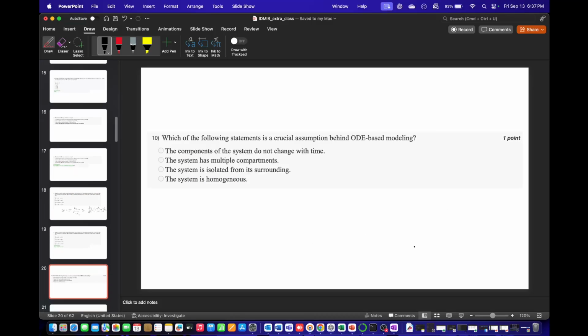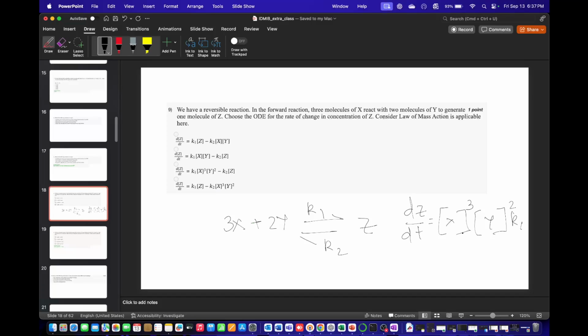Now if you want to look at the term in which Z is getting used up, which is the backward reaction, it will be minus K2 into Z. So it is basically the third option, right? 3 molecules of X with 2 molecules of Y forming 1 molecule of Z. In the forward reaction, Z is getting formed, so K1 into X to the power 3 and Y to the power 2, and Z is getting used up in the backward reaction, which is minus K2, dependent on Z. So the third is the correct option.